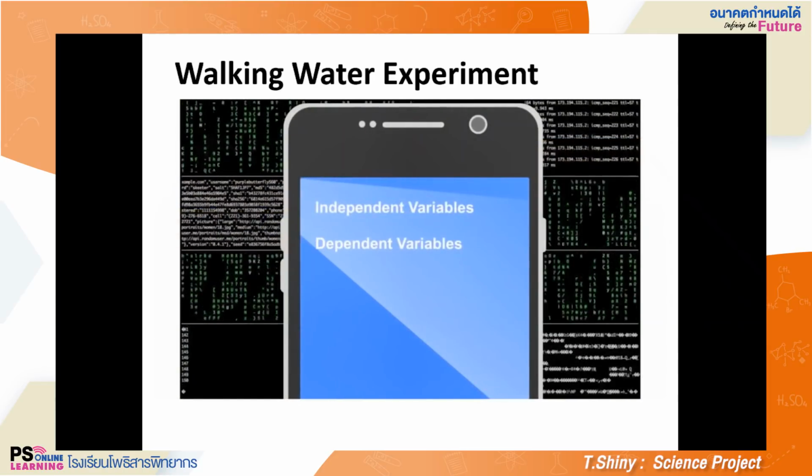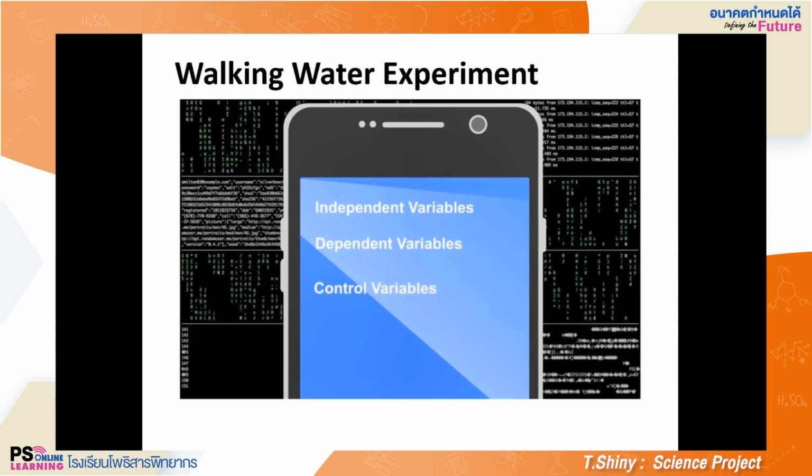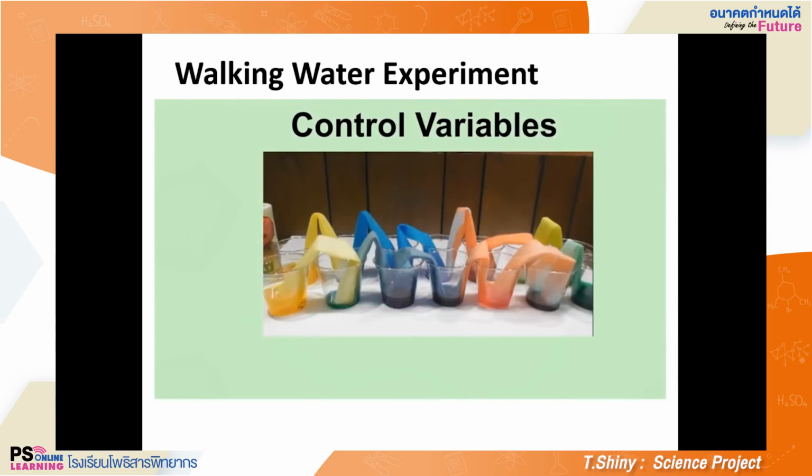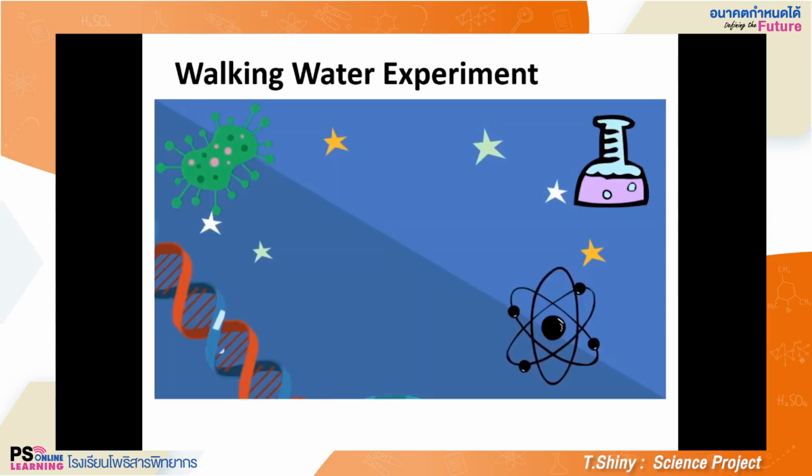And you had several constant or control variables. You used the same type of cup. You had the same amount of water, the same paper towels, etc. From the walking water experiment, which you have just watched, can you tell again the different variables, independent, dependent, and control variables?